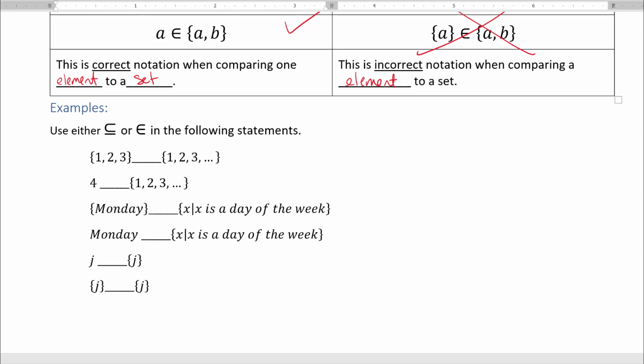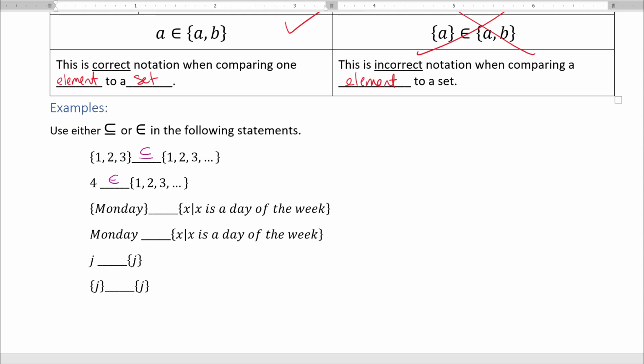So we have the set of 1, 2, 3. Is that going to be a subset or an element of the set of 1, 2, 3, dot, dot, dot, forever? In this case, it's a subset because you have a set notation compared with another set. The next problem is for a subset, or is it an element of the set of 1, 2, 3? Because this has no braces around it, we have to use the element of notation.